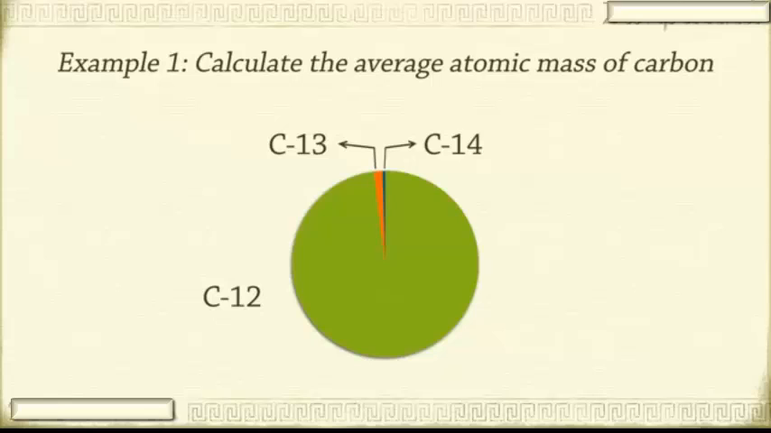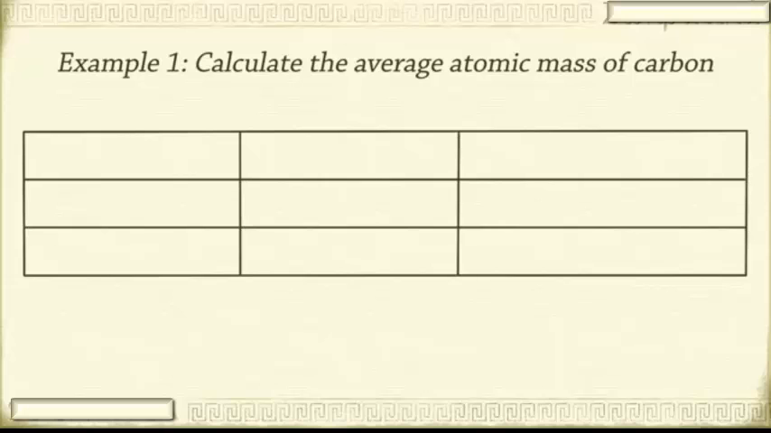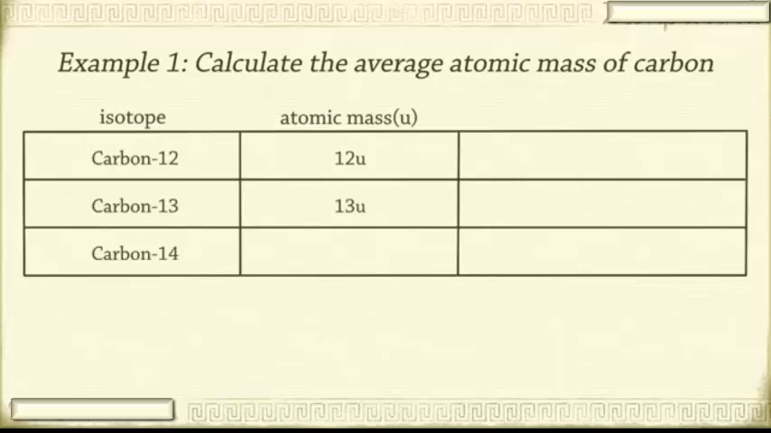To find the average atomic mass of carbon, you take a weighted average of these isotopes based on their natural percent abundances. First, let's make a table of the isotopes, their masses, and their percent abundances. I would look these up. This isn't something you would know off the top of your head.